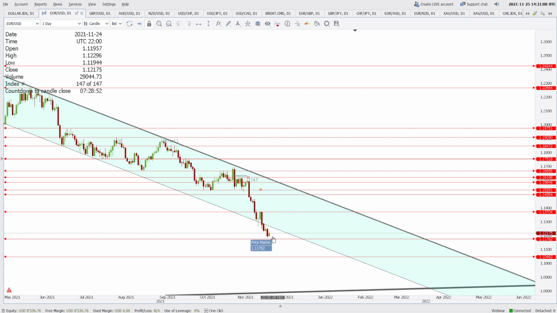So any pullback on the upside may be seen as a fresh opportunity by the sellers to open their short positions. But right now, if you ask me, then the support is at 1.1176 and the resistance is still at 1.1370 in the Euro USD.